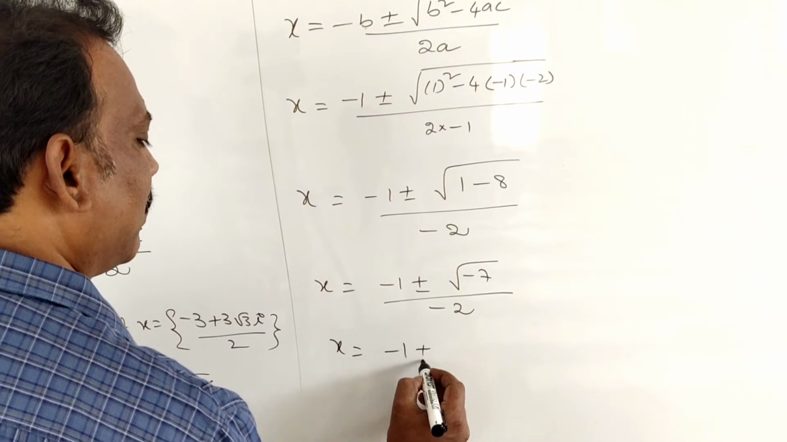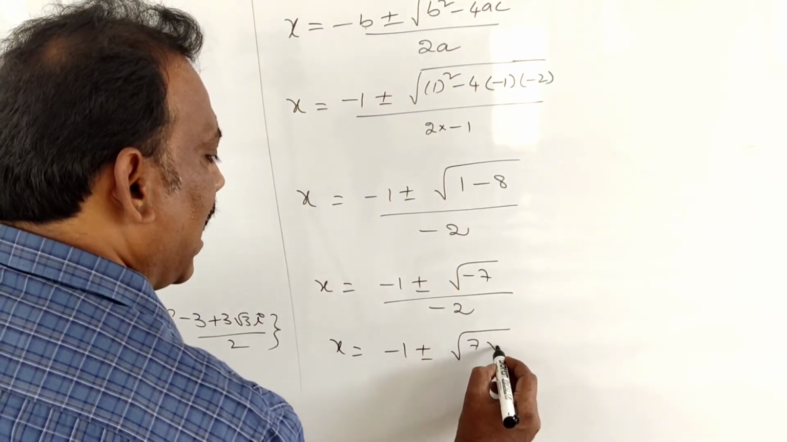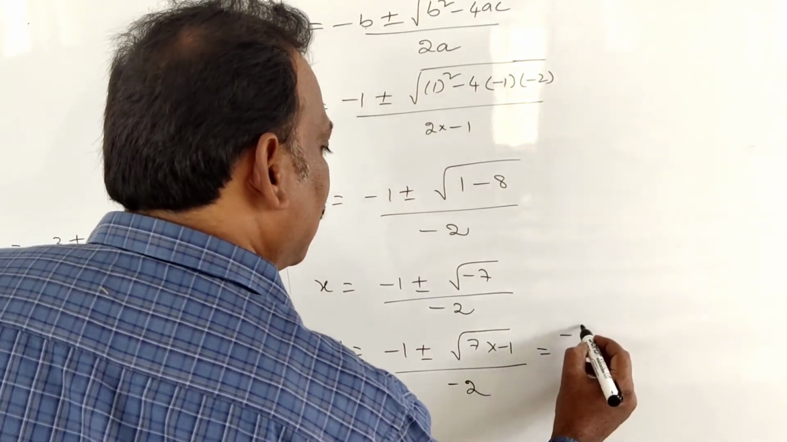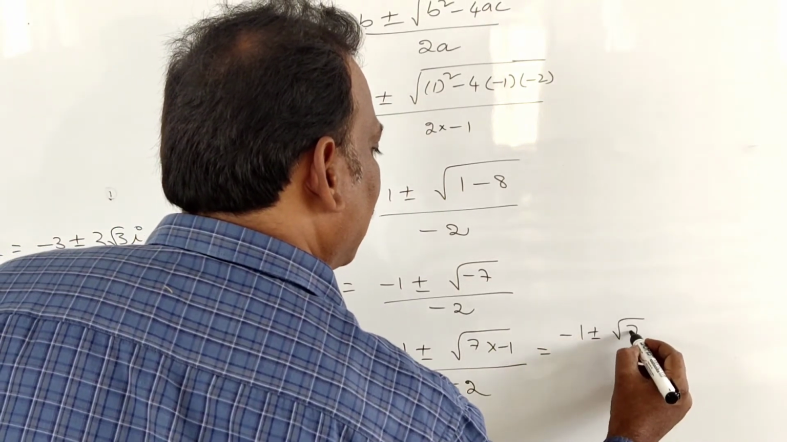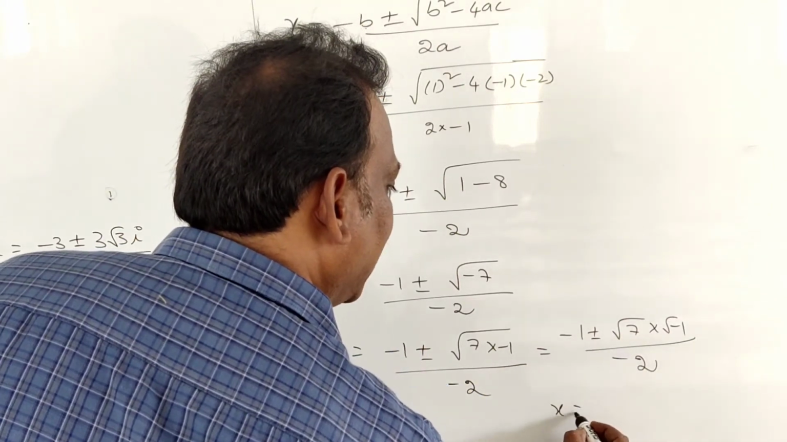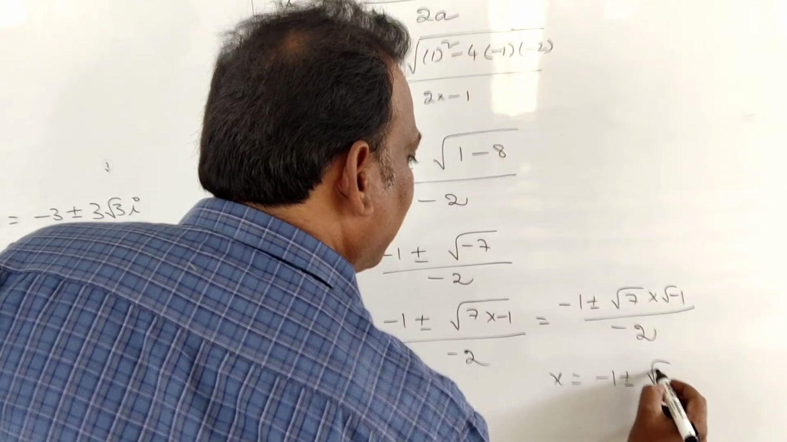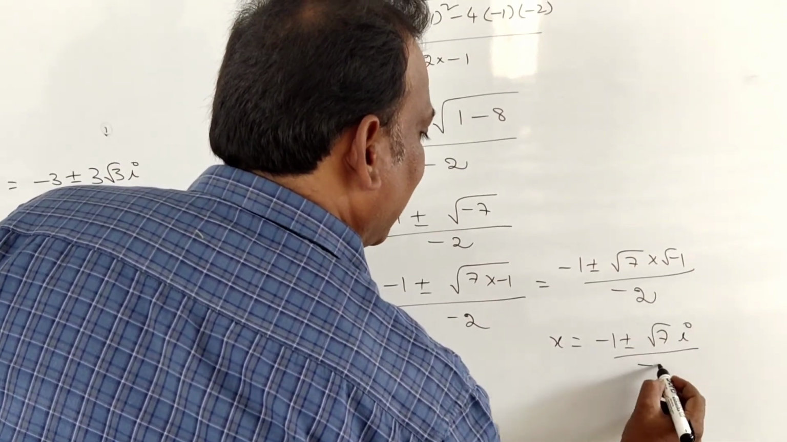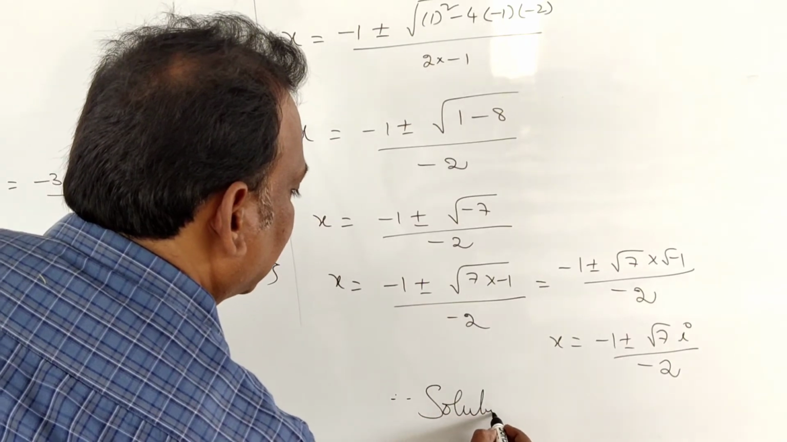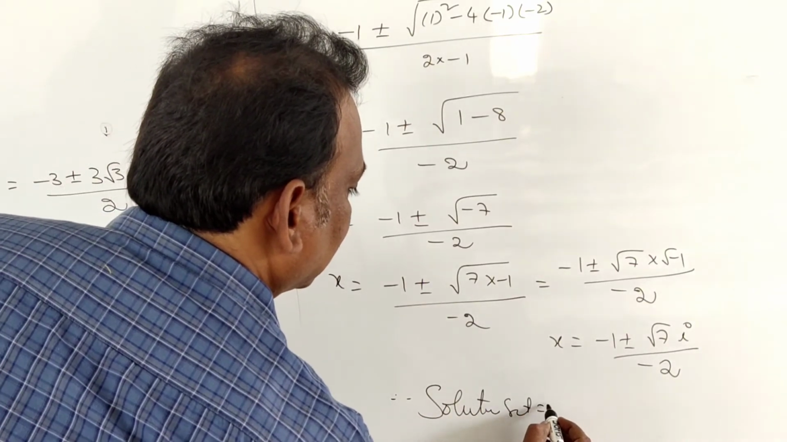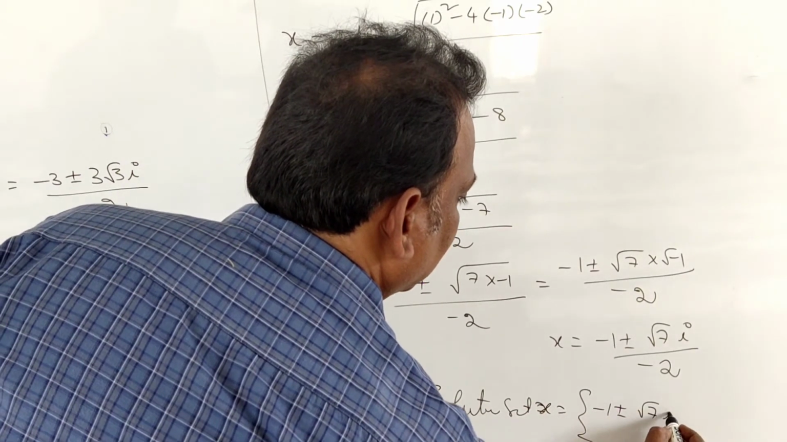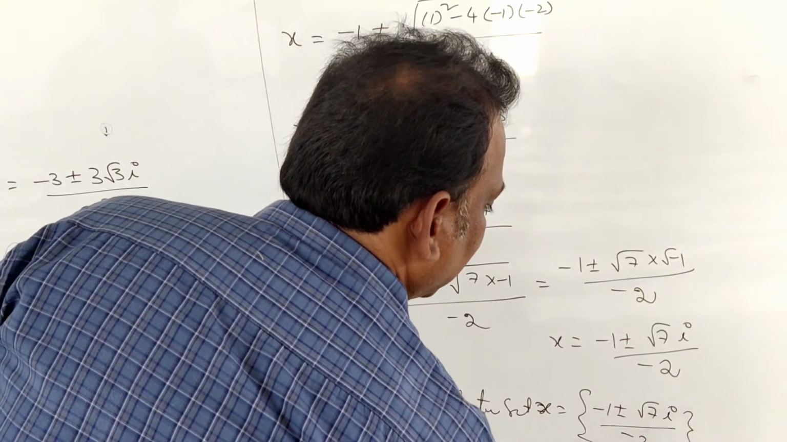x is equal to minus 1 plus or minus, I can write minus 7 as 7 into minus 1, students. So minus 1 plus or minus root 7 into root of minus 1 by minus 2. So x is equal to minus 1 plus or minus root 7i by minus 2. Therefore solution set is equal to set of minus 1 plus or minus root 7i by minus 2, students.